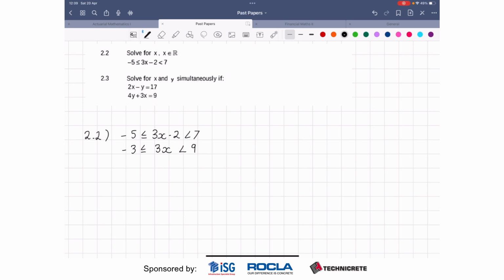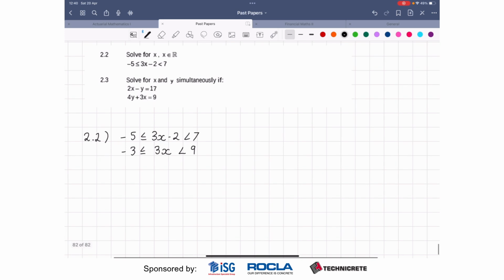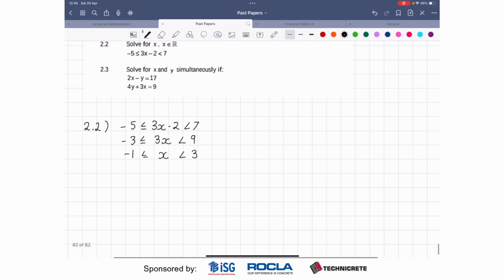And then to get x on its own, I'm going to divide the middle by 3. Right, I divide the middle by 3, which means that I must do the same on either side of it. So on the left-hand side, I'm going to divide by 3 as well. I'm left with negative 1. And on the right-hand side, I'm dividing 9 by 3, and I'm left with 3. So this is negative 1, in the middle I'm left with x, and on the right I have 9 over 3, which is 3. So x is a number between minus 1 including and 3 excluding.